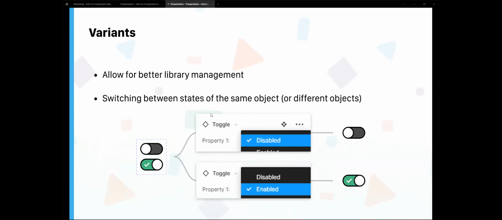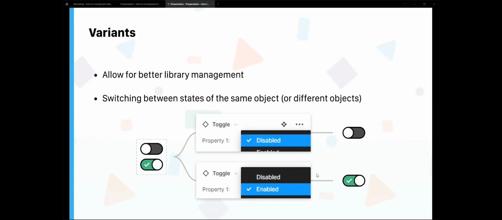All right, so back to variants. This is the little thing that I was talking about before that didn't show up, but variants allow for better library management. And so instead of having, say, these two as separate components within that library menu, a variant will allow you to condense them into one and then switch between them on the fly. Right, so I have here switching between states of the same object.